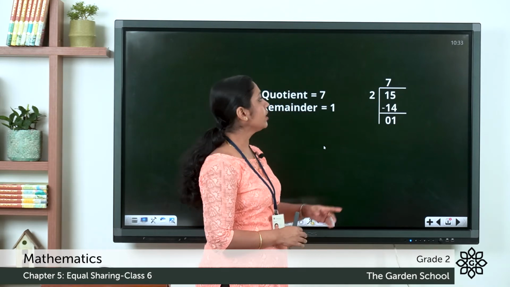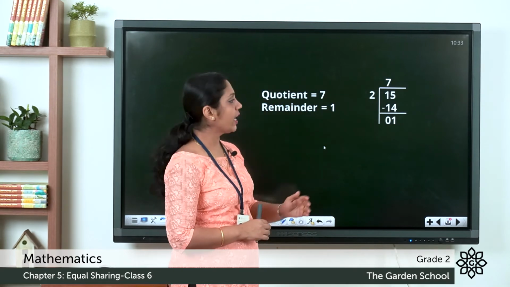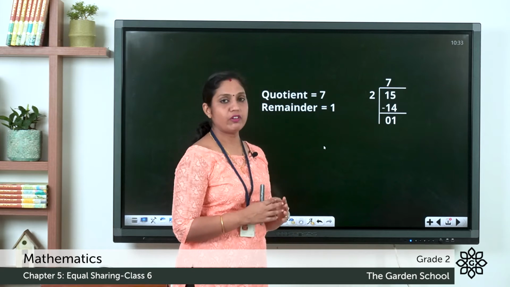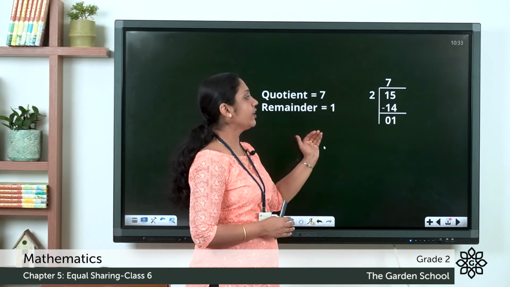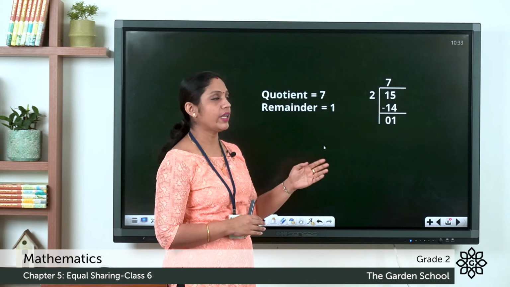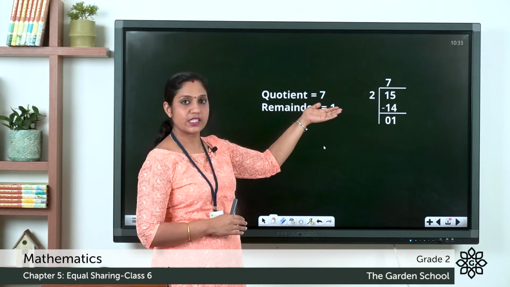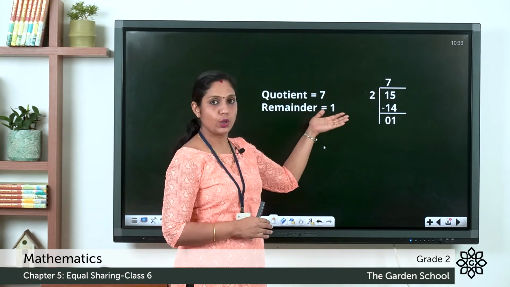So we have here 7 as the quotient and the remainder 1. So when we divide 15 by 2, the quotient is 7 and the remainder is 1. So we have to write it like that: quotient is equal to 7 and remainder is equal to 1.